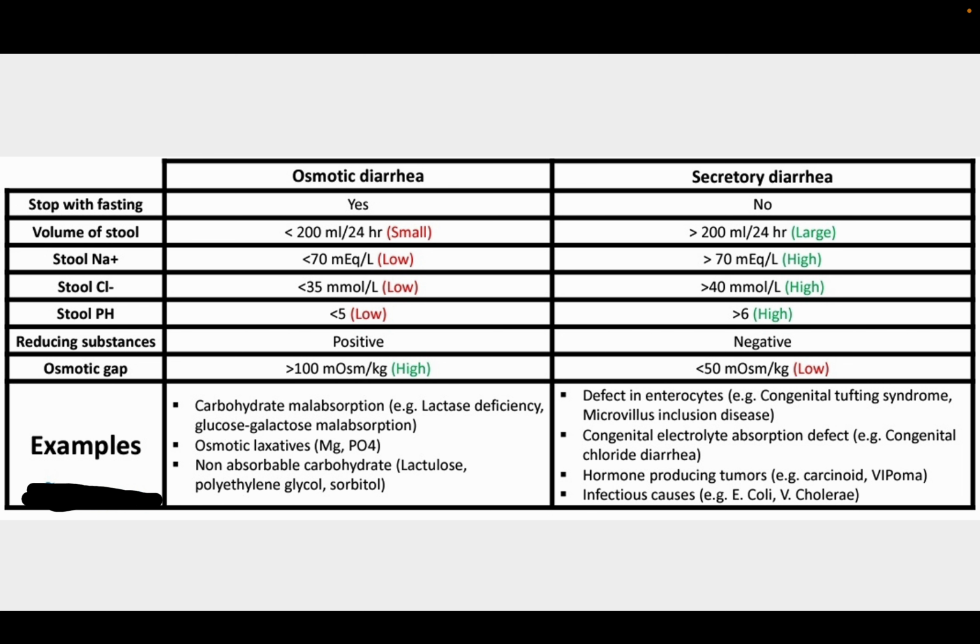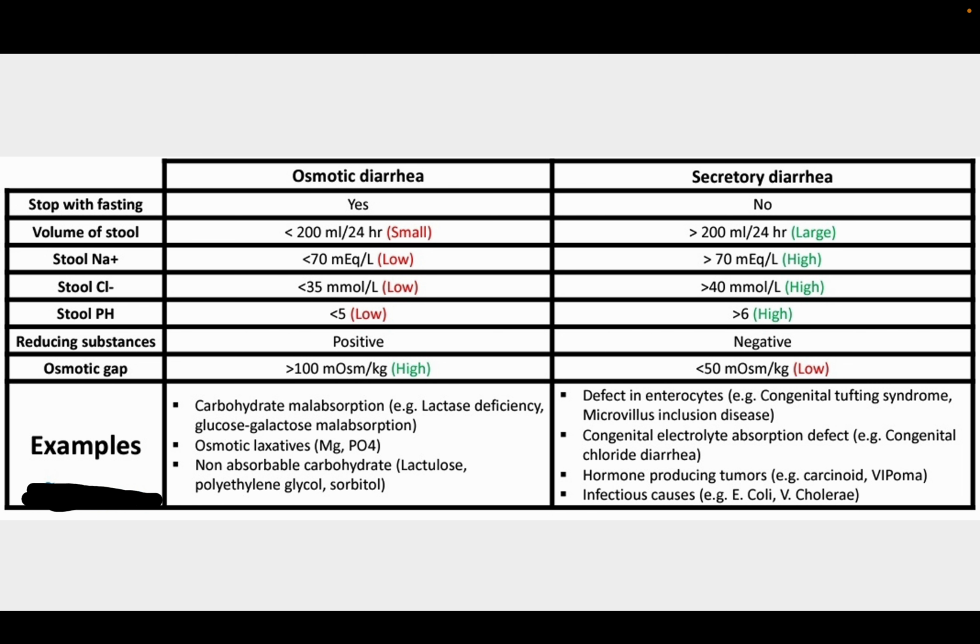That means sodium and potassium are not the cause. There is something other than sodium and potassium causing the osmotic diarrhea, mostly some malabsorbed substance, which can be a carbohydrate or an osmotic laxative, such as magnesium phosphate, non-absorbed lactulose or PEG, whatever it is, that can be the cause of osmotic diarrhea. Whereas if the gap is less than 50, because most of the osmolarity is constituted by sodium and potassium, that is the cause of the stool.